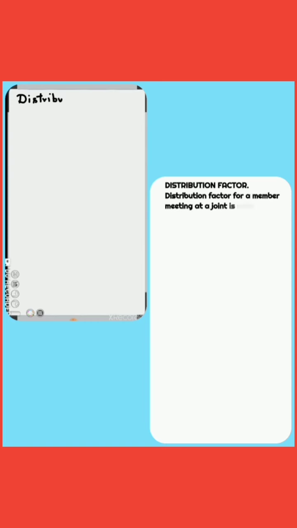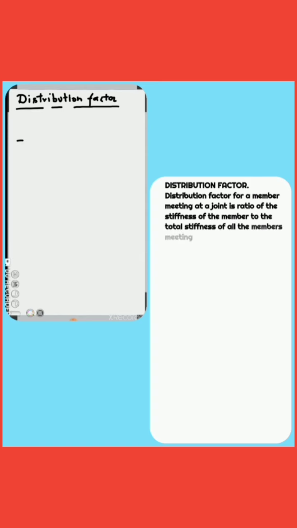Distribution factor. Distribution factor for a member meeting at a joint is the ratio of the stiffness of the member to the total stiffness of all the members meeting at the joint.